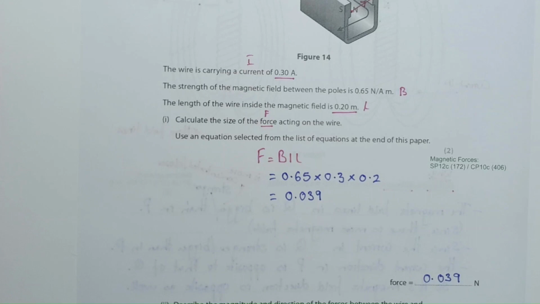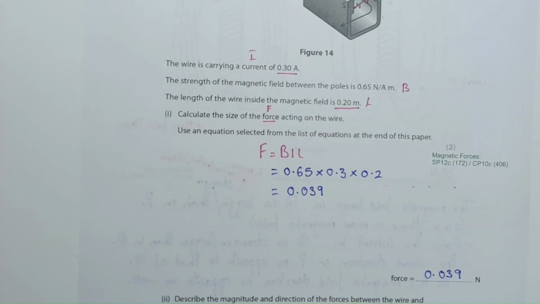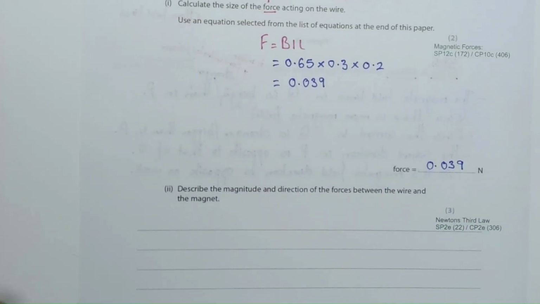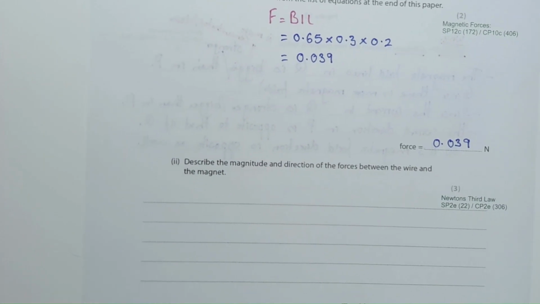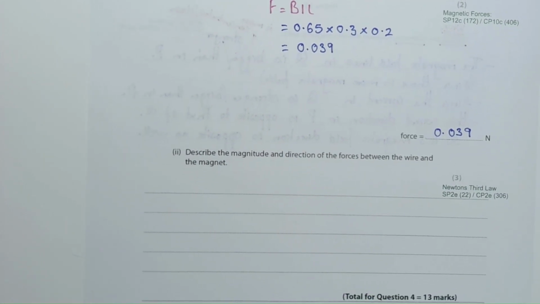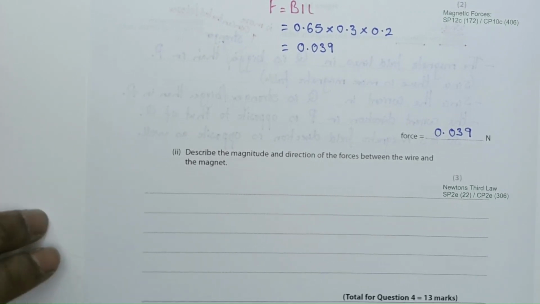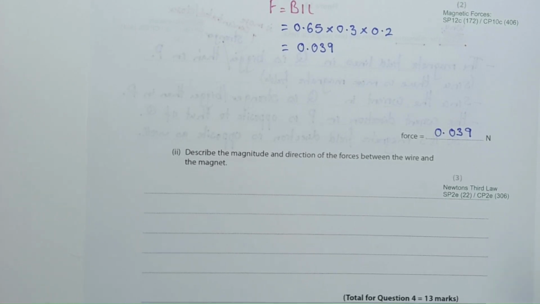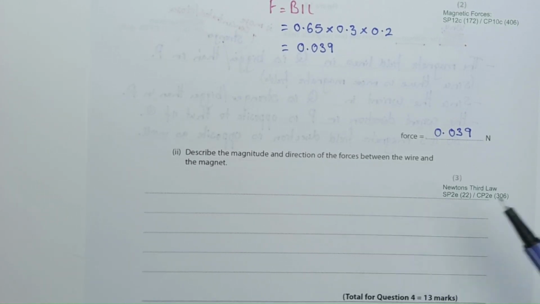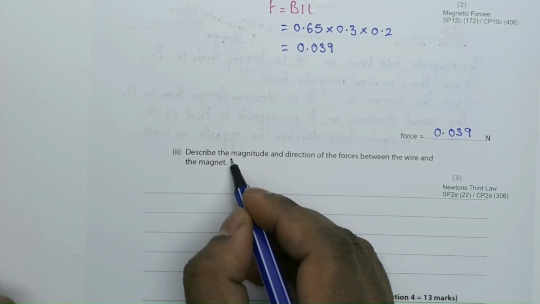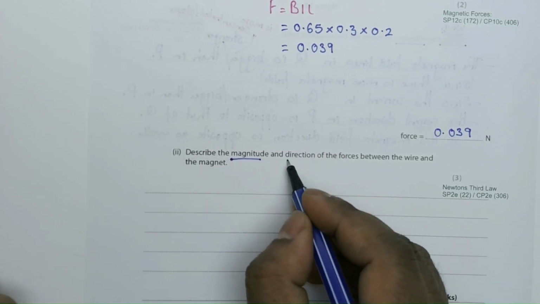Next part of question 4, part D2. Describe the magnitude and direction of the forces between the wire and the magnet. Now, as you can see, this is a very interesting question because it links electric circuits to Newton's third law, and a lot of students failed on this question. Describe the magnitude, and very few students, there was 1 or 2 students who did actually get this right.